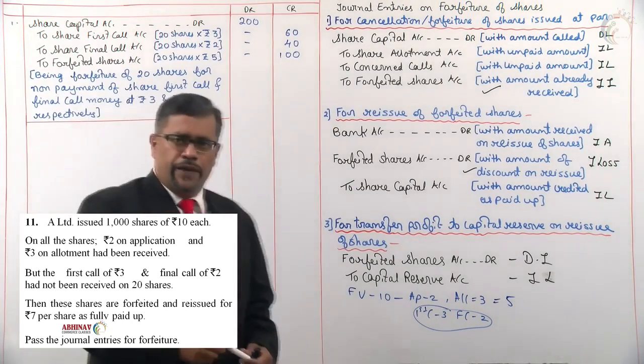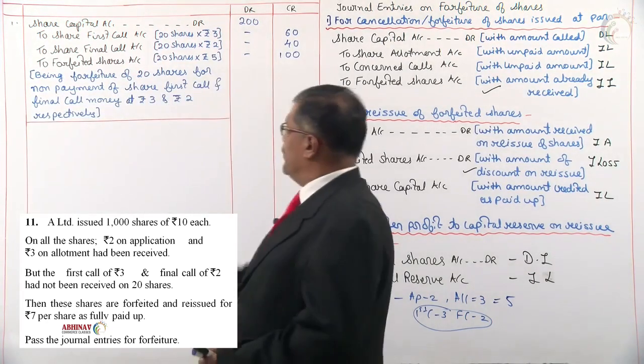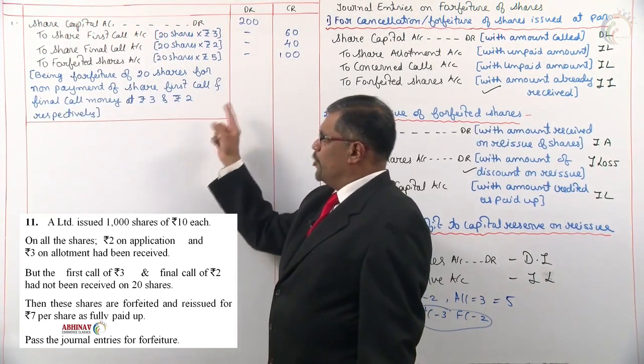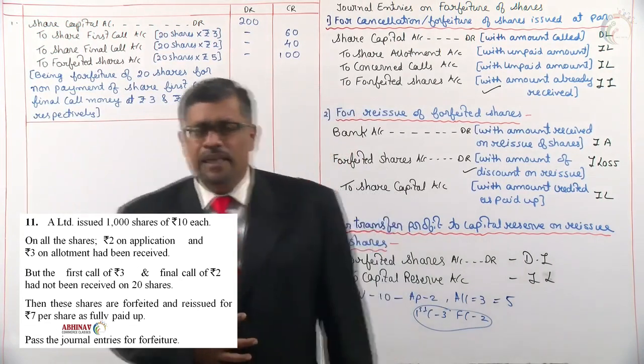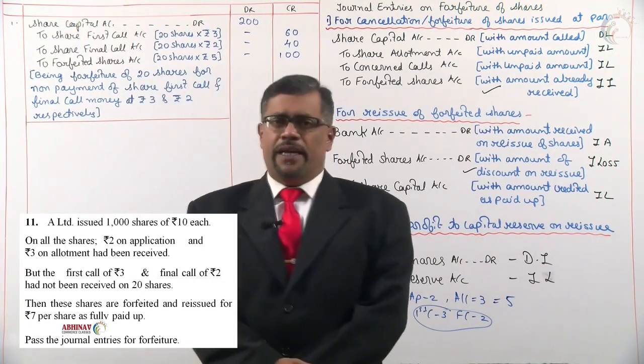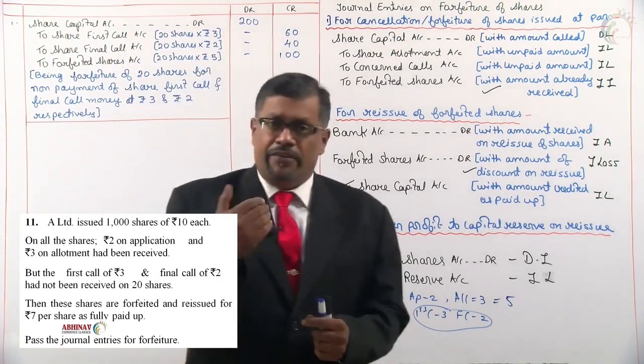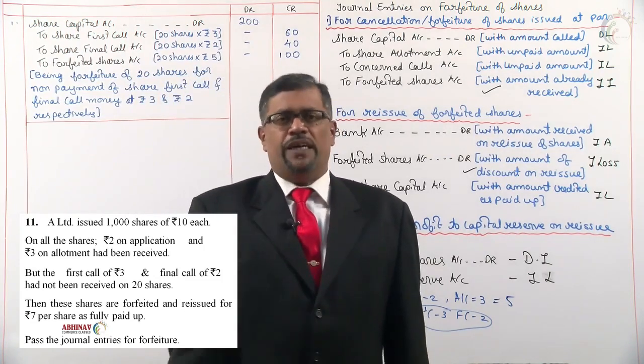Being forfeiture of 20 shares for non-payment of share first call and final call money at 3 and 2 rupees respectively. This is the reason why forfeiture has been done. Now what will the company do with these forfeited shares? They will reissue. What is the reissue price?